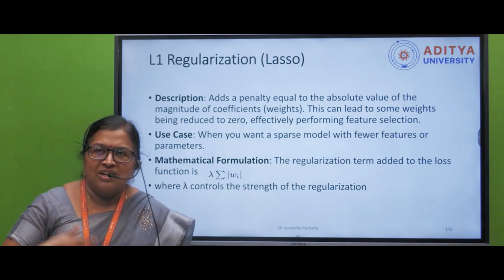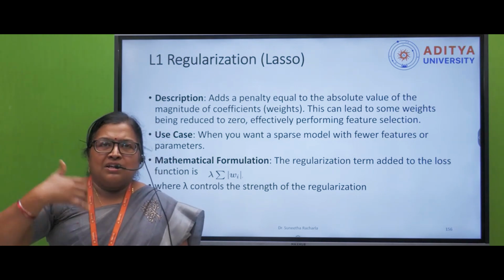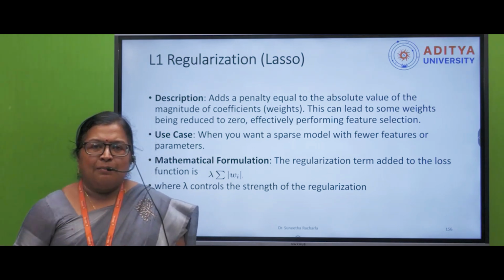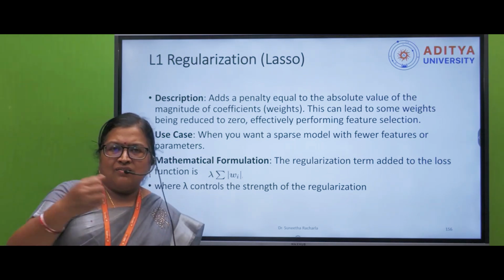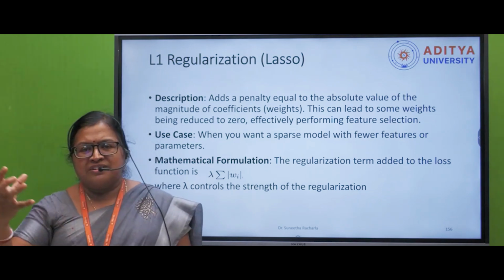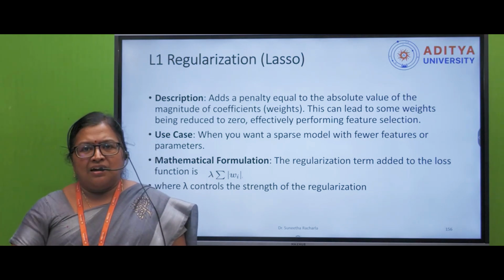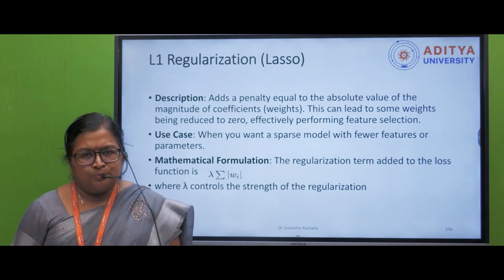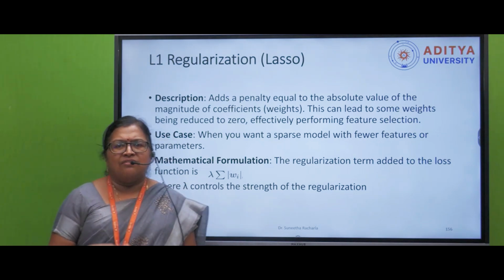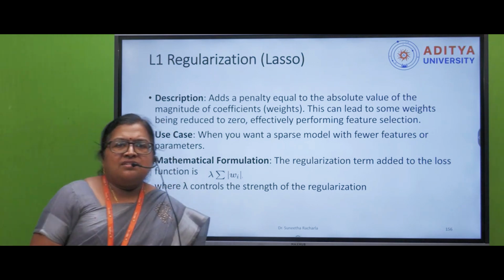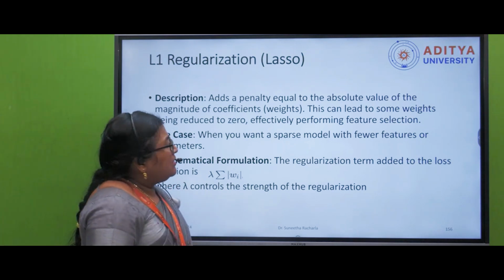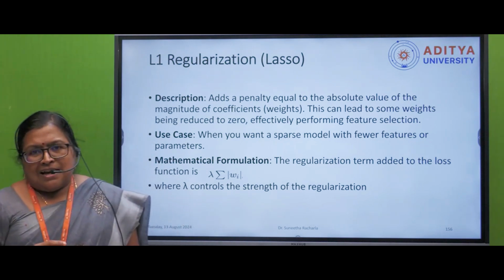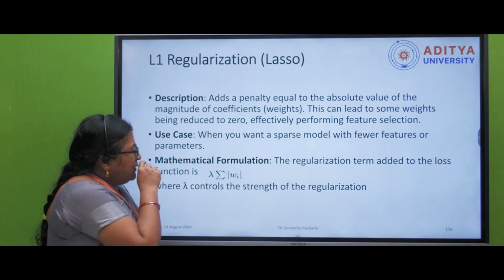Regularization always looks at the data, the training, and the model. Wherever some overfitting happens, it will reduce that and make the model better on the training and testing, more accurate. In regularization, we have different concepts again. The first concept is L1 regularization, which we call lasso regularization.